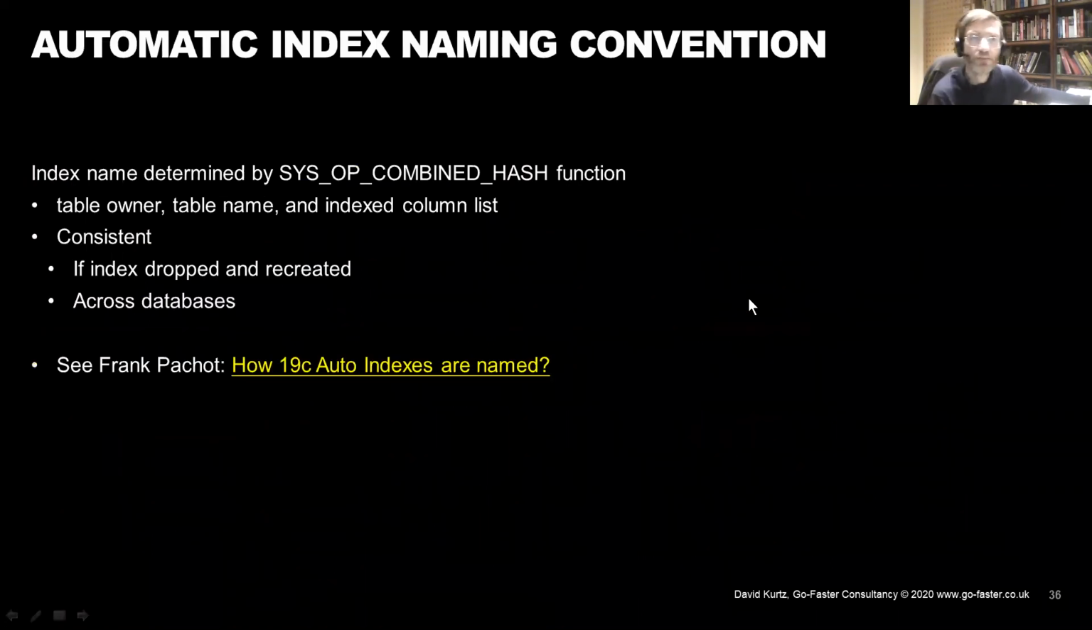The index name is determined by the sysop combination hash function. It's based upon table owner, table name, and index column list. And that means that if an index is dropped and recreated, or the same index is created on 2 different databases, because you're testing maybe in pre-prod and running it in prod, and AI makes the same decisions, the index will have the same consistent name. There's a blog there from Frank Pasha that explains how that all works.